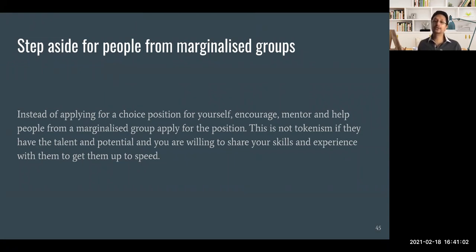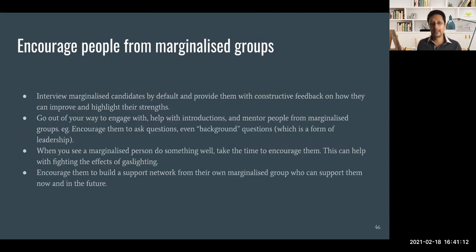So again, if you push it too much and you say, okay, I'm just going to hire this person, it becomes tokenism. And even the people who are getting hired feel very, very uncomfortable. Again, I'll explain that a little bit later. Encouraging people from marginalized groups, right? So being able to interview marginalized groups by default and provide them with constructive feedback on how they can improve and highlight their strengths can be really helpful.